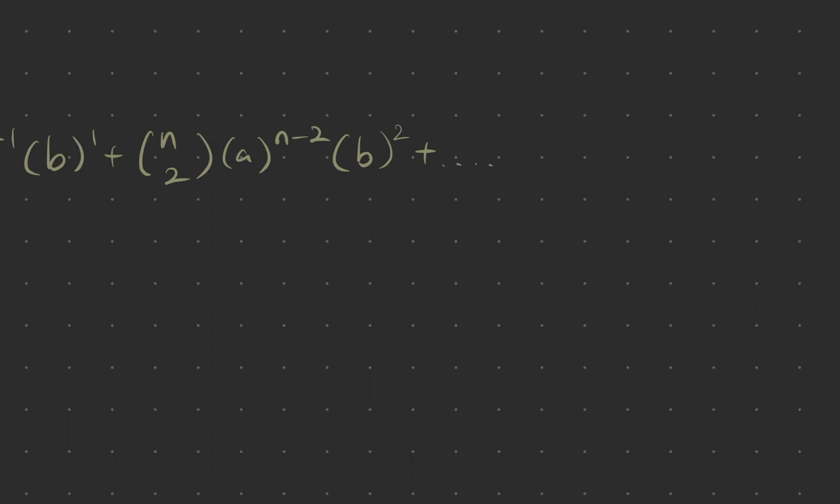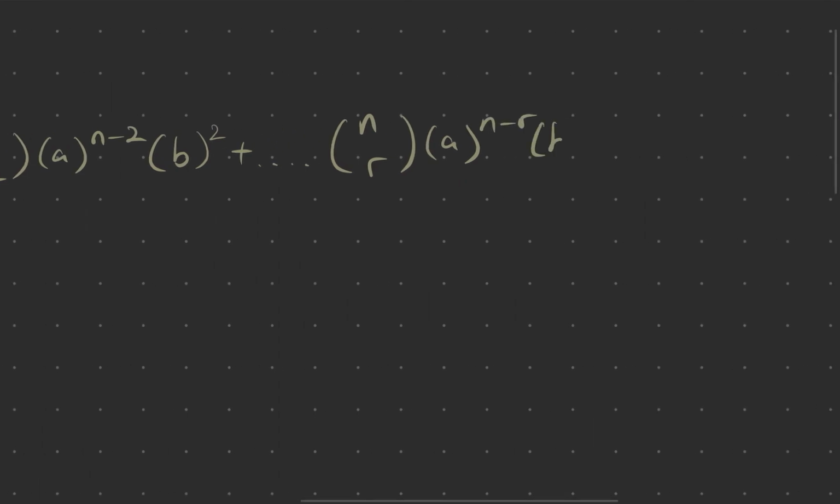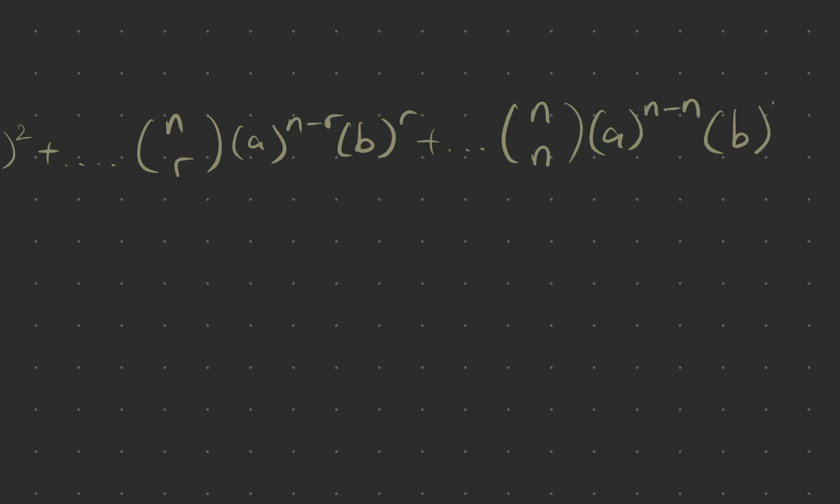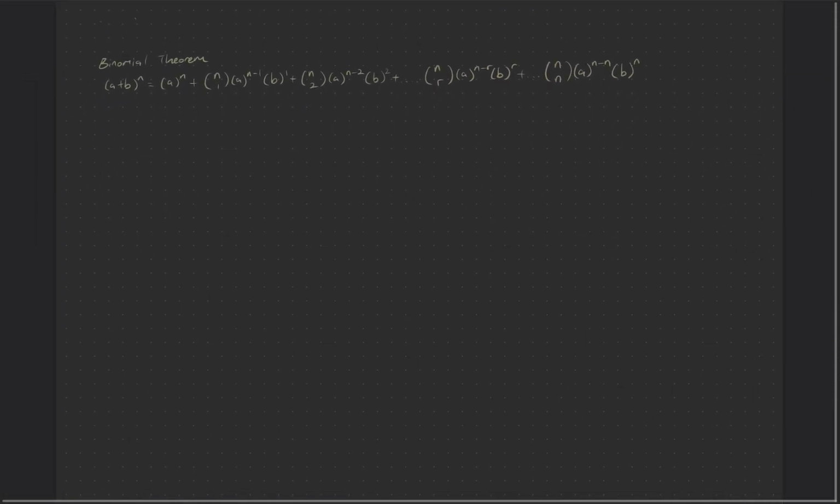After that, it is n choose r times a to the power of n minus r, then times b to the power of r, and it keeps on going again until we reach n choose n times a to the power of n minus n times b to the power of n. So that is a very long formula.